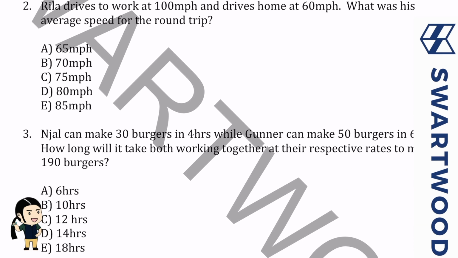Similar theme, another classic. Relay drives to work at 100 miles per hour, then drives home at 60 miles per hour. What was his average speed for the round trip? Okay. All right, so this one's a little bit different. We're gonna have to pick some sort of distance here. So again, we could do this abstractly, but I want it to be concrete.